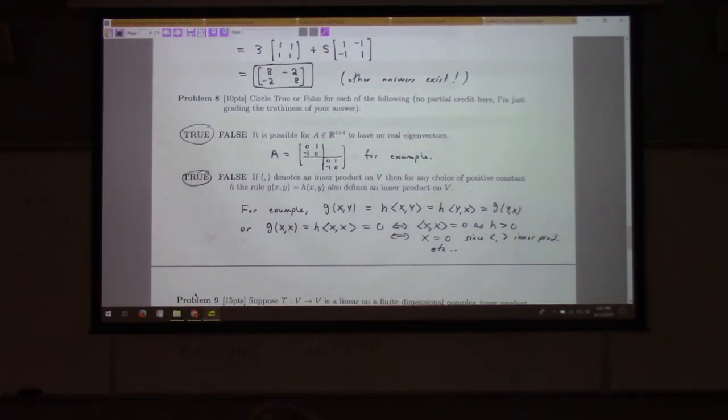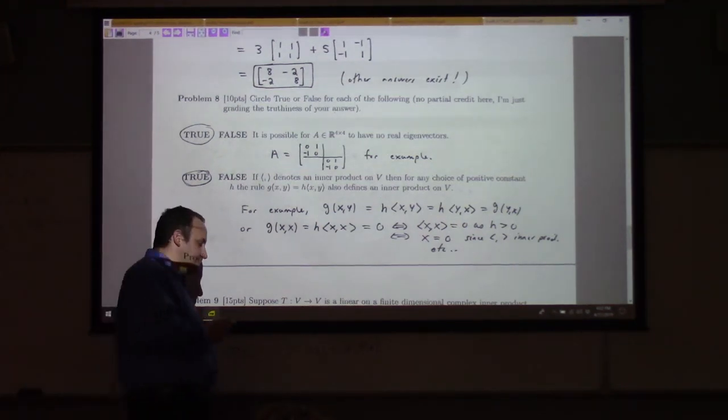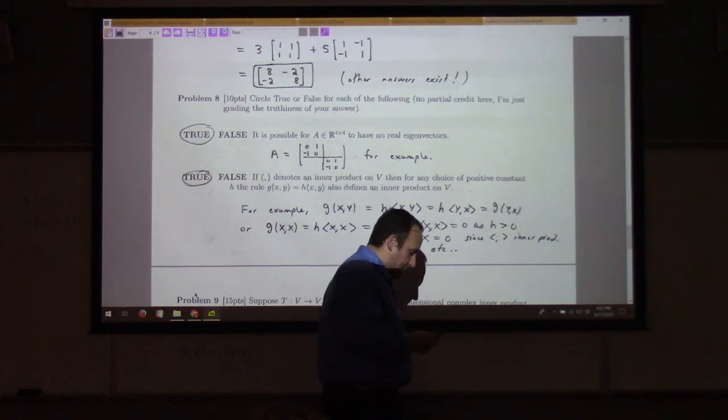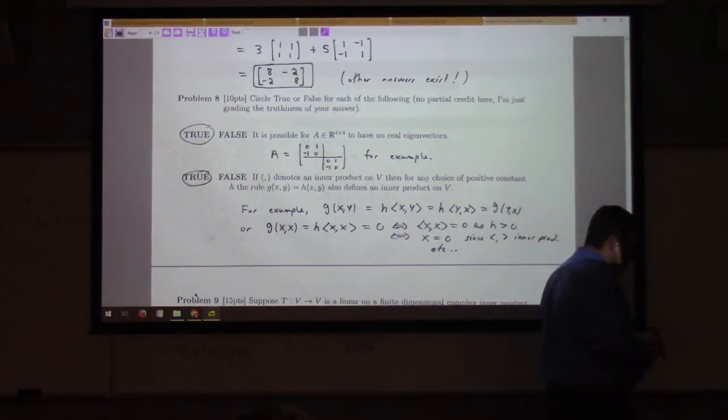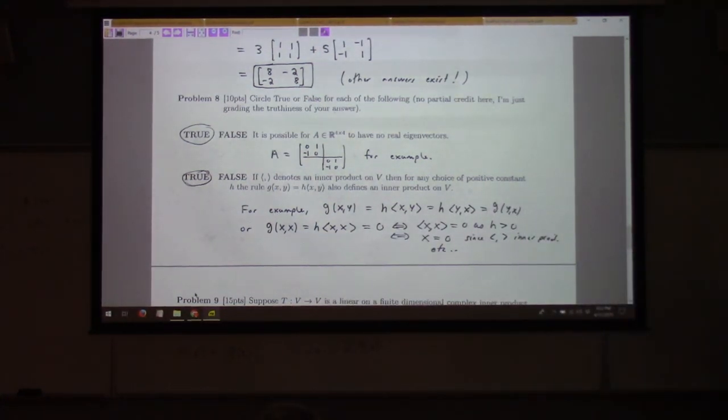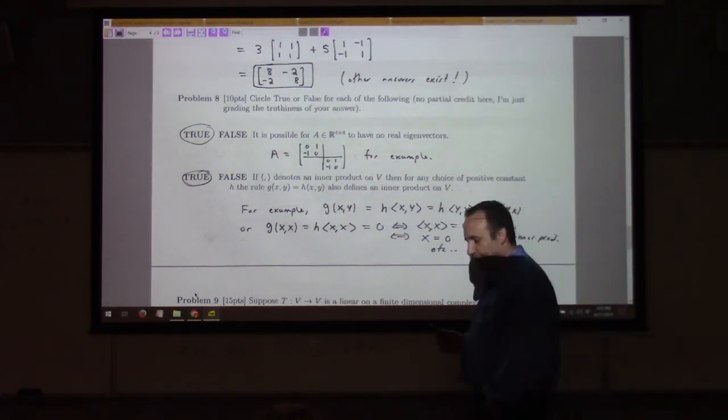Is it possible for a 4x4 matrix to have no real eigenvectors? Yes, it'd be true. Question: is it possible for a 3x3 real matrix to have no real eigenvectors? Three by three matrix, what do you think? True or false? No real eigenvectors, is it possible? False, it is not possible. There has to be at least one real eigenvector. Why?